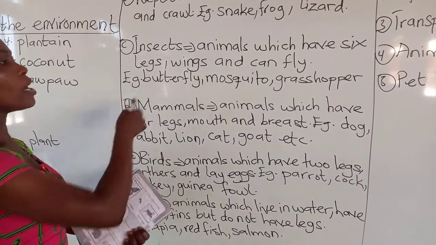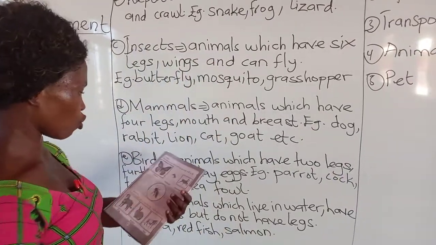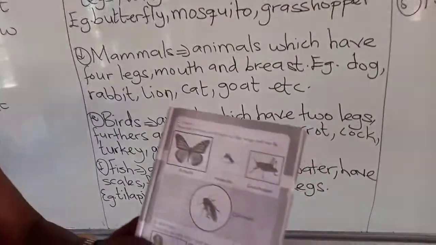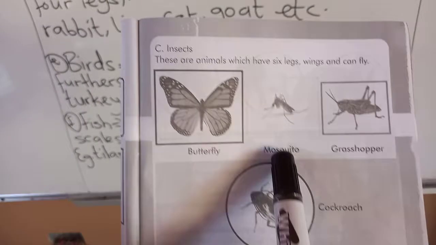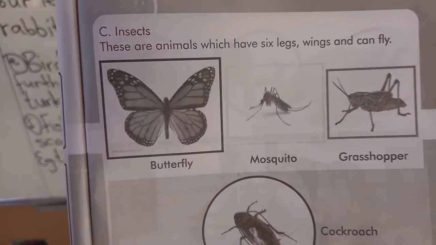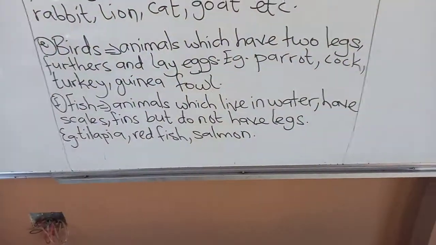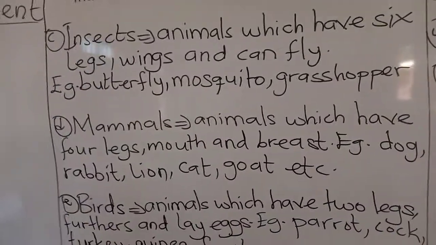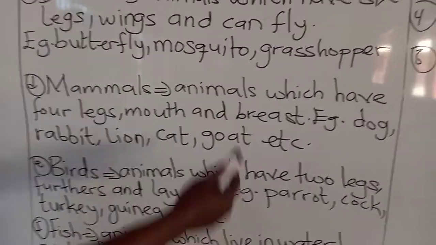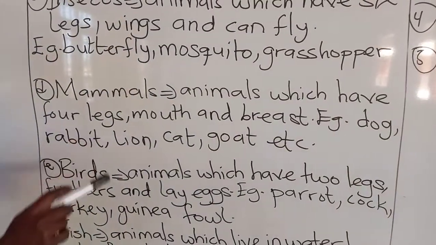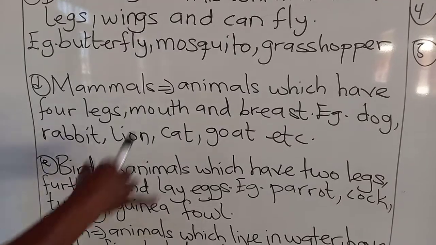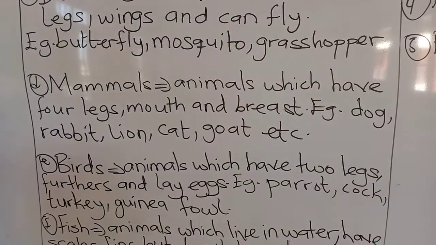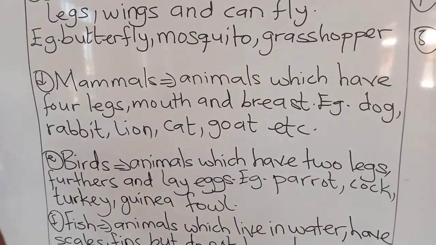An example, we have butterfly. We also have mosquito. We have the grasshopper, and our cockroach. Here they are. Butterfly, mosquito, grasshopper, and our cockroach. Alright, so let's move on. We have mammals. And which animals do we refer to as mammals? Animals which have 4 legs, mouth, and breast. Animals which have 4 legs, mouth, and breast. Example now. Do you have a dog in your house? Yes.